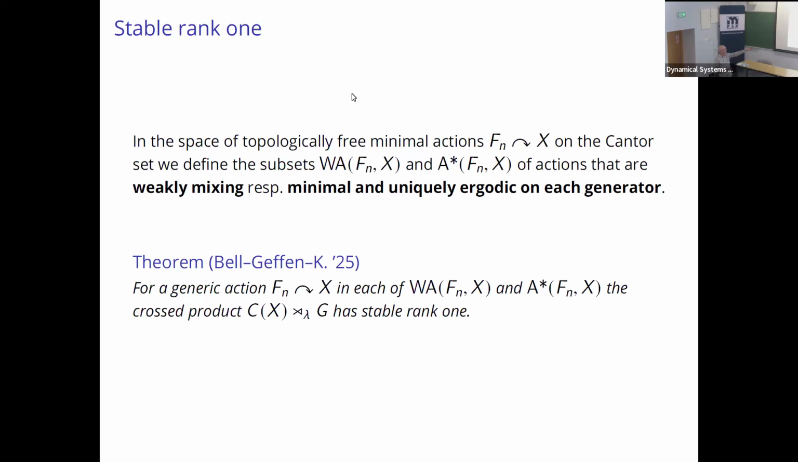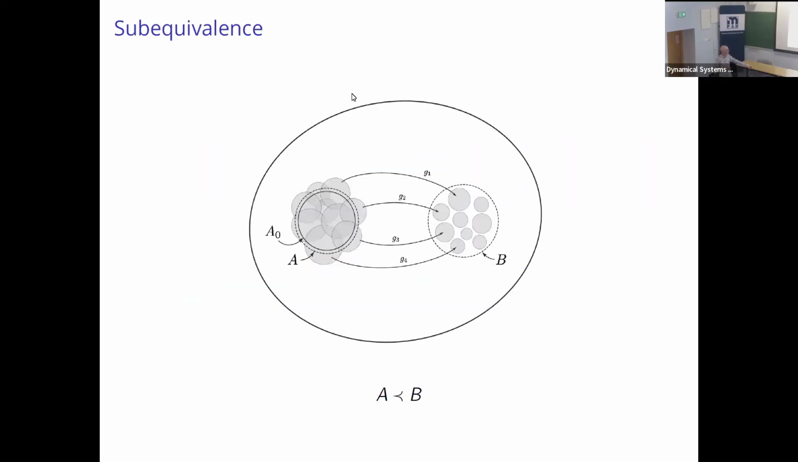But we can show, especially this A star here, that this is a large space. We wanted to study this A star because we could show that this is actually a large space of actions. You don't know, in the descriptive set theoretic sense, in the Baire category sense, how large this WA is. That's still an open question, but this A star contains a huge supply of actions.